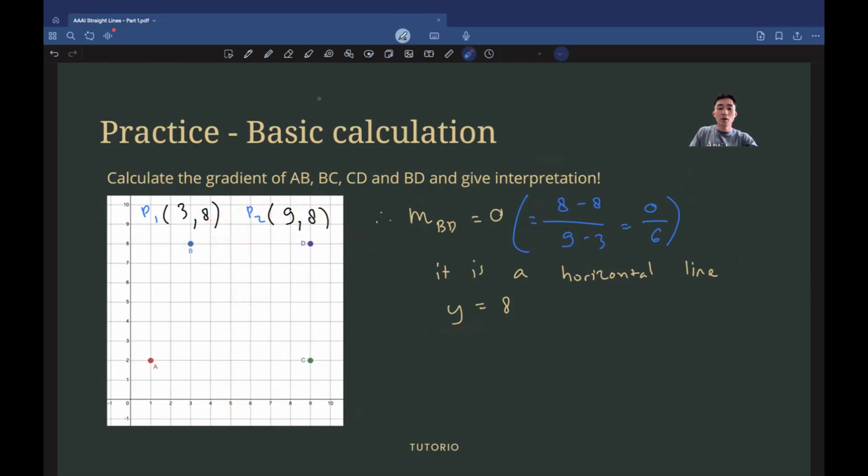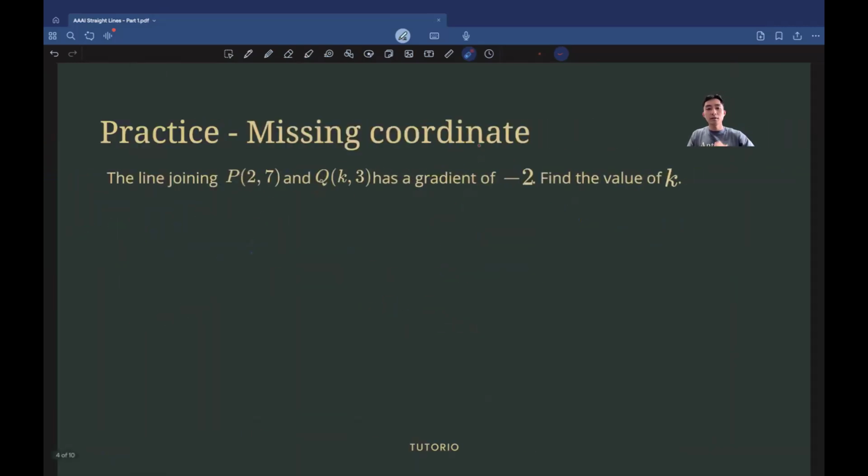All right, now we can continue on to finding the missing coordinate. Earlier, we were finding the gradient. Sometimes in mathematics, we do things in reverse. Let's say we have the gradient, but we have a missing part of the coordinate. So let's go through this question and do it together. I'm also going to show you how to use the calculator on the TI-84 and TI-Nspire. The line joining coordinates (2, 7) and (k, 3) has a gradient of -2. Find the value of k.